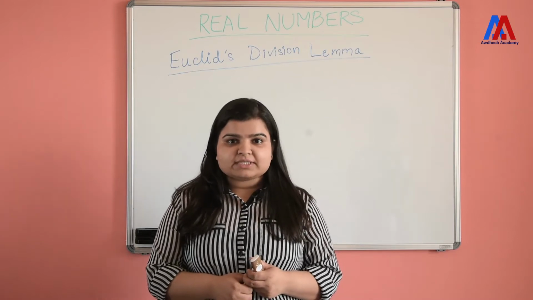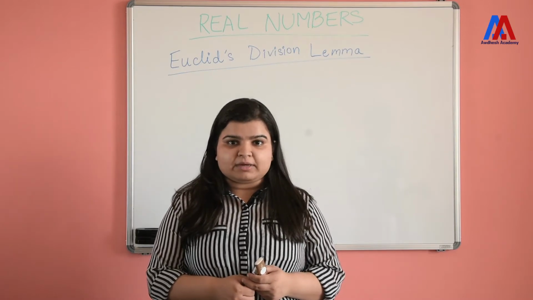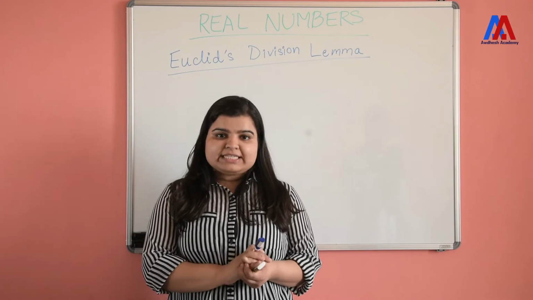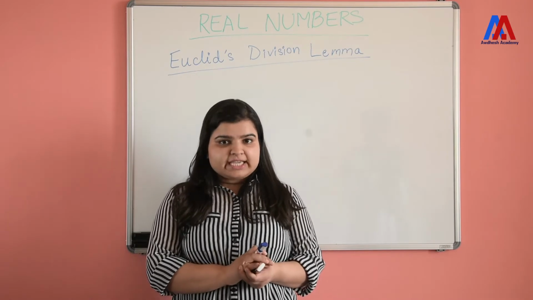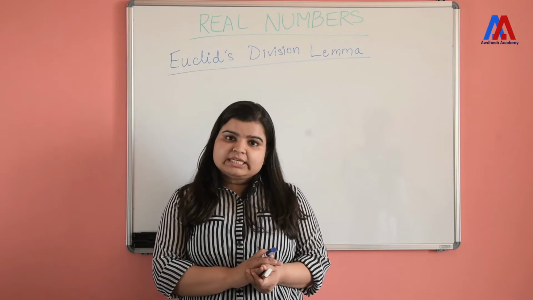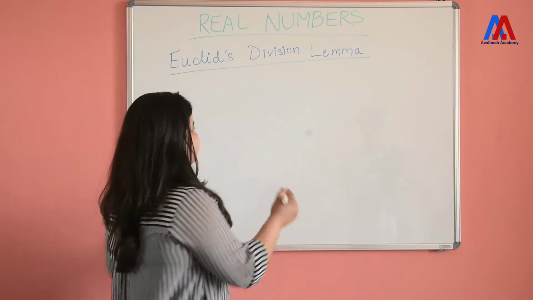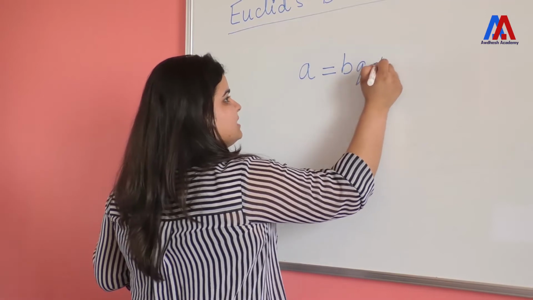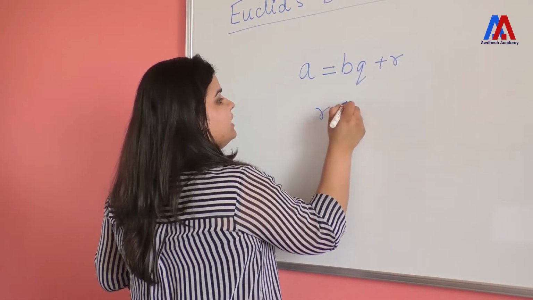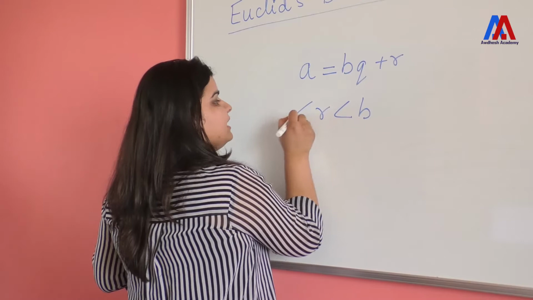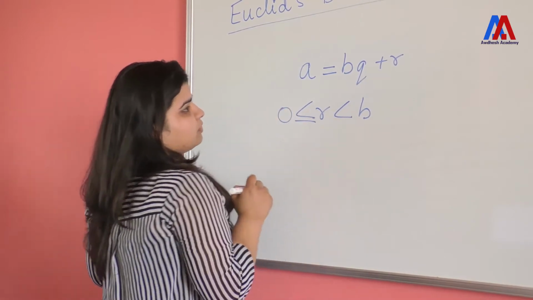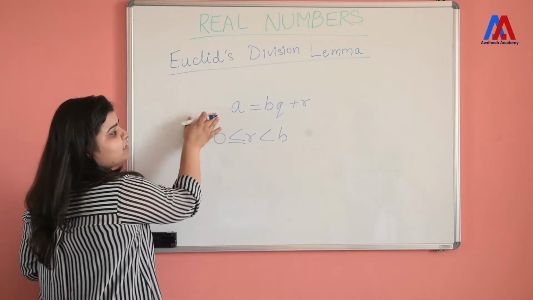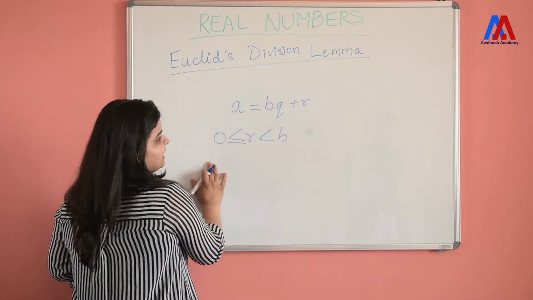Today we are going to discuss Euclid's division lemma. Euclid's lemma states that given two integers a and b, there exist unique integers q and r satisfying the equation a equals bq plus r, where r is less than b and greater than or equal to 0. This is nothing but the normal division we do in our day-to-day life.